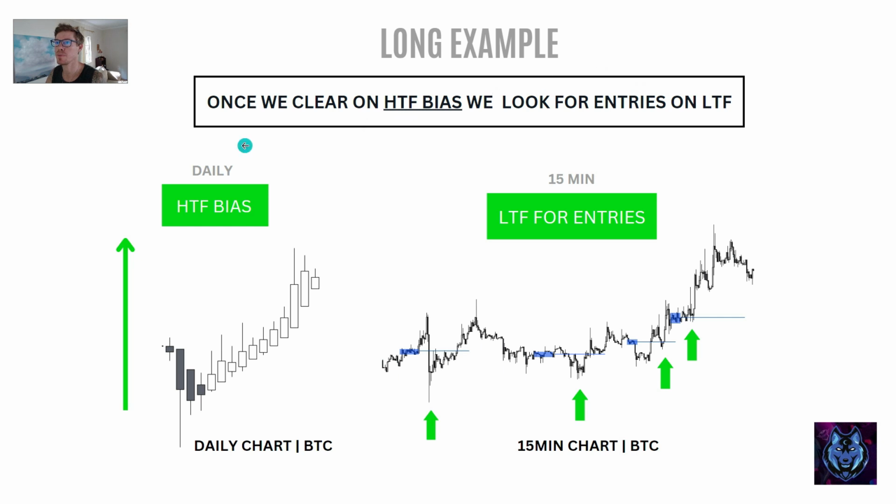Here's a long example. Once we're clear on the higher time frame bias, we look for entries on the lower time frame. We're on the daily chart here, and we can see Heikin Ashi is showing this uptrend of flat backs. Therefore, we conclude the daily chart is looking bullish. We come down to the lower time frame, 15-minute, and we're looking for long entries below the contraction boxes. A contraction box is formed here, price breaks below it, and we look for our entry below it. Contraction box, price breaks below it, entry, and again.